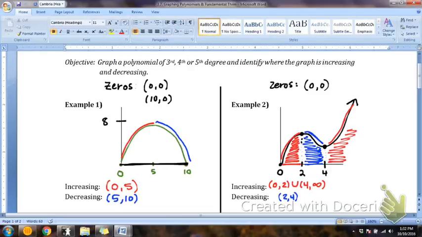All right, any questions on example 2? Why did you say it only has 0, 0? Because that's where it's crossing the x-axis. So if you look here at my graph up there, that's the only point where it's actually going to cross that x-axis. Okay? All right, so let's look now at example 3.